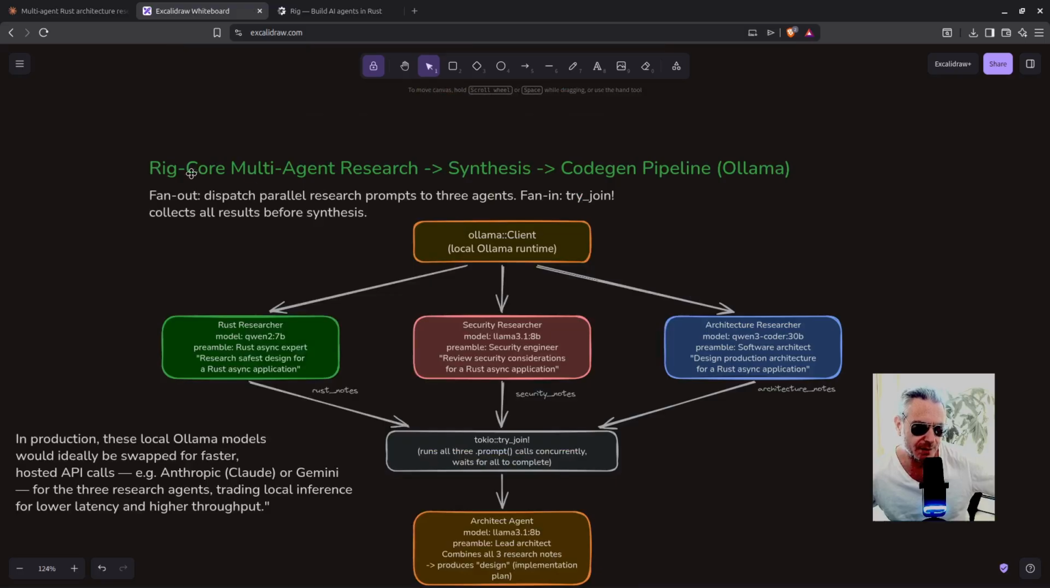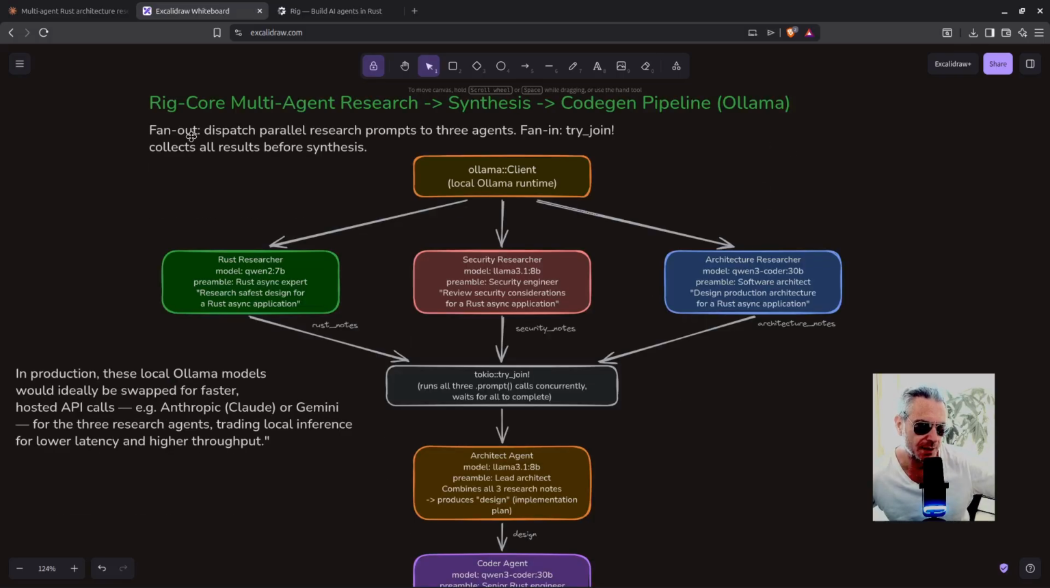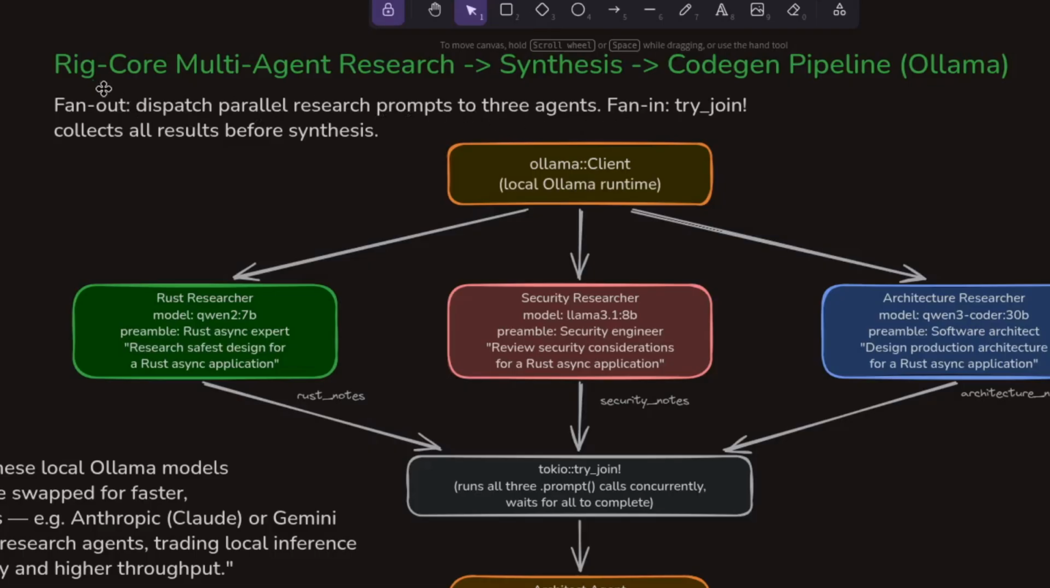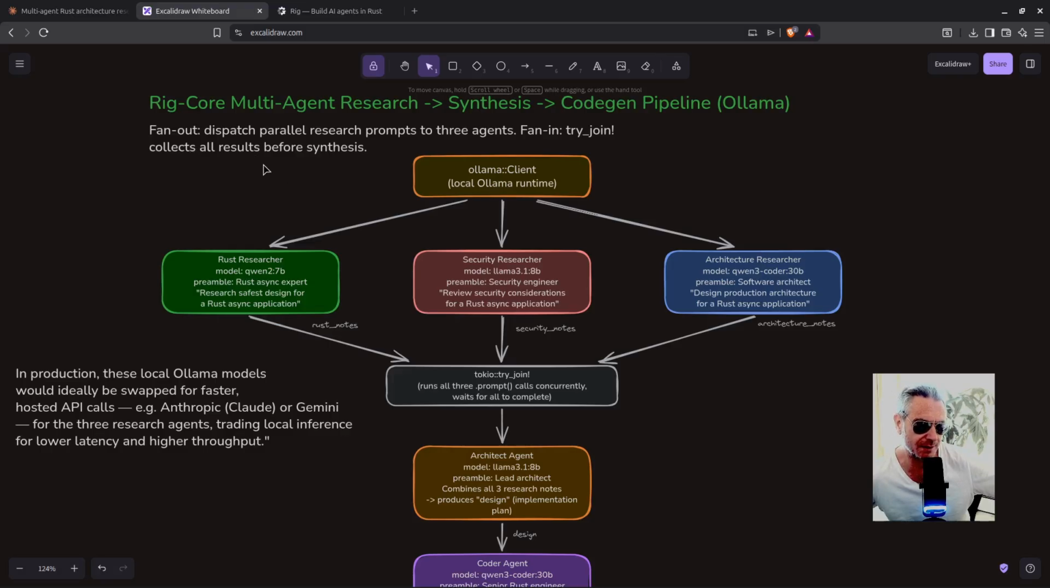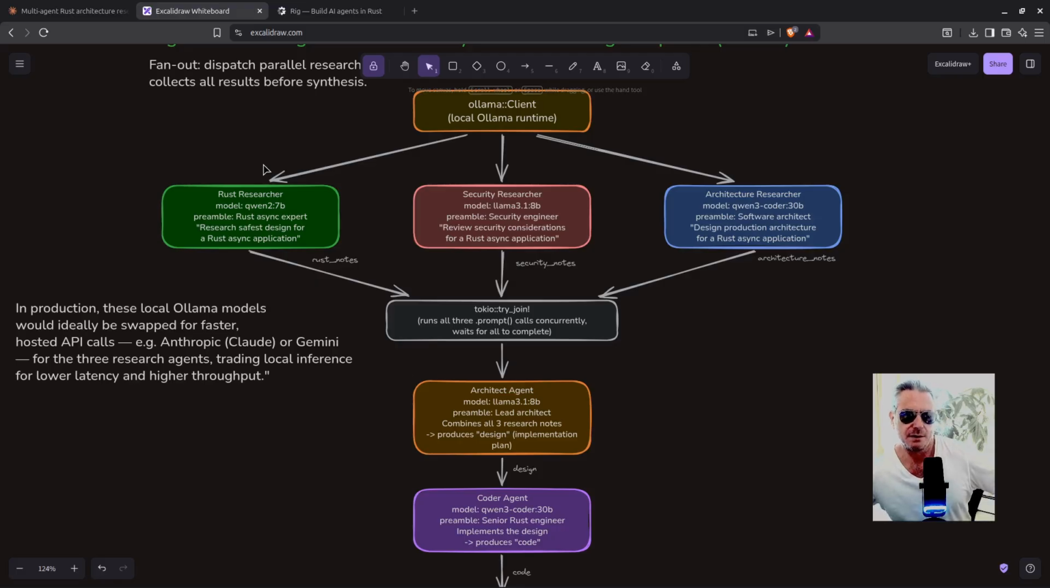So this is Rig Core Multi-Agent Research Synthesis CodeGen Pipeline. I'm using Ollama, but you don't have to. You can just helicopter in your own favorite flavor of large language model. So fan out, dispatch parallel research prompts to 3 agents. So that's the fan out part, and then fan in using try join. Try join is the macro provided in Rust, which collects the 3 futures or promises, and then once it's collected them, it kind of unpacks them. Okay, hope you're with me so far.